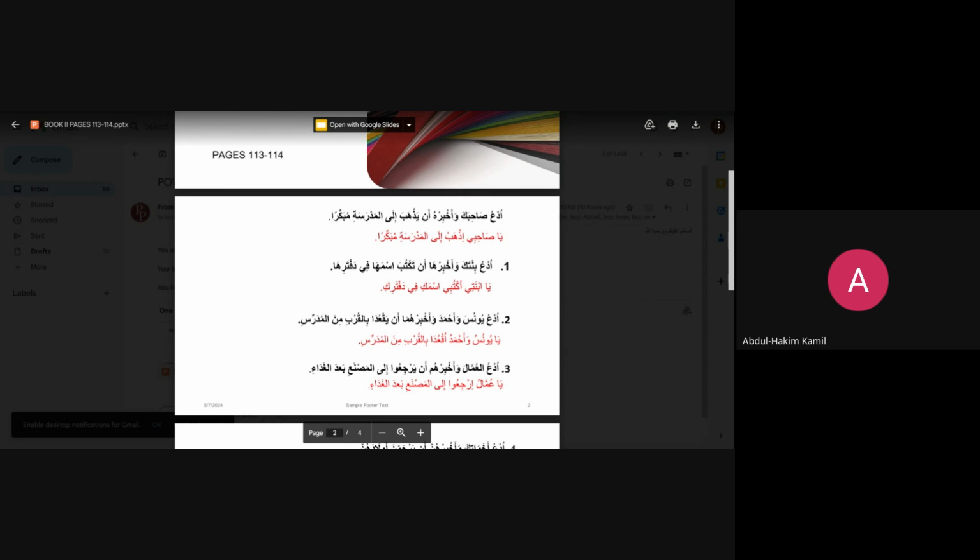We're on page 114, and we have this exercise here. I want everybody to read the instructions and the answer. بحسب means according to. بحسب ما في PowerPoint, which is in the PowerPoint that I sent out. Okay. So you can start with the first one, which is the example.